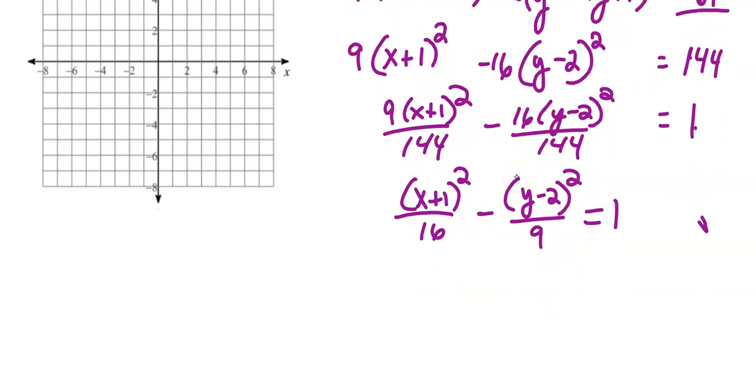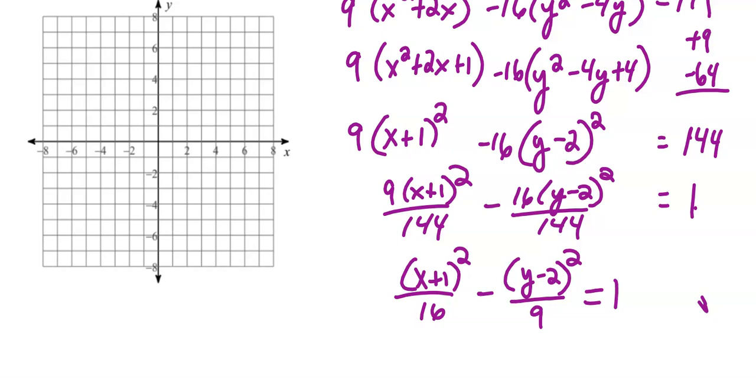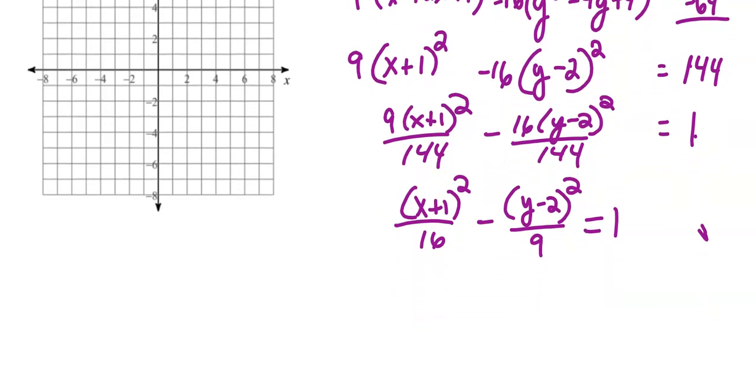And so here we have it. It's in standard form of a hyperbola now, and the rest should be just like numbers 1 through 4. We can identify our center. Our center is going to be at opposite values here, negative 1, 2. That's the center. And we can go ahead and plot that, negative 1, 2.